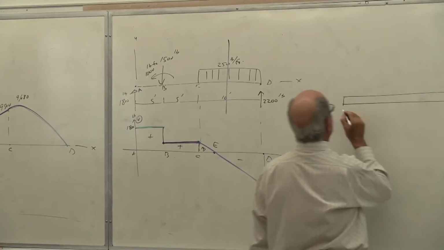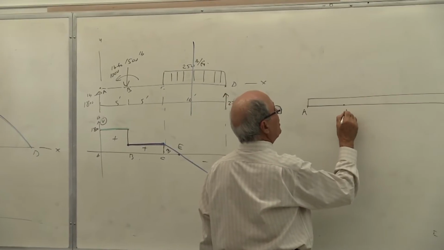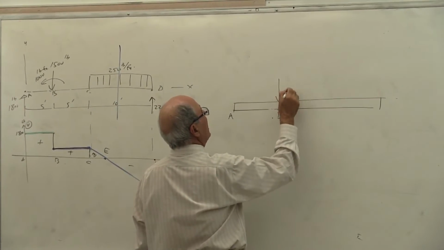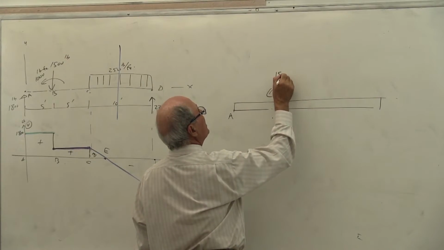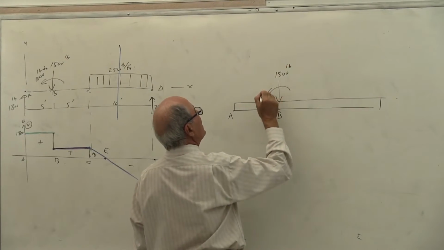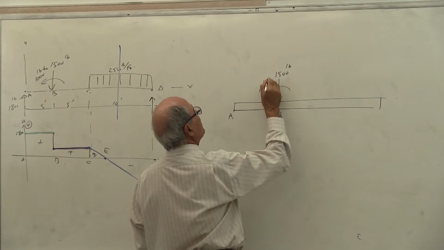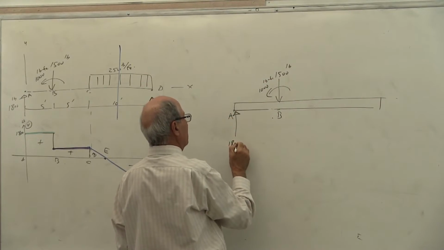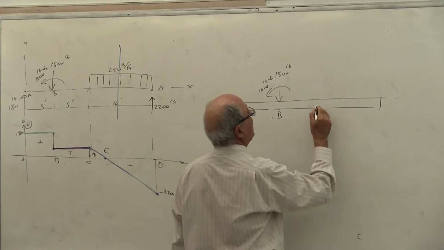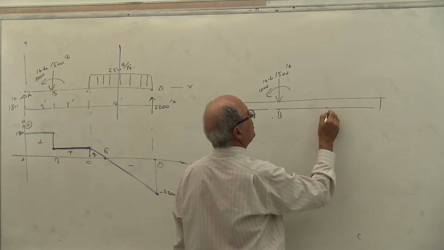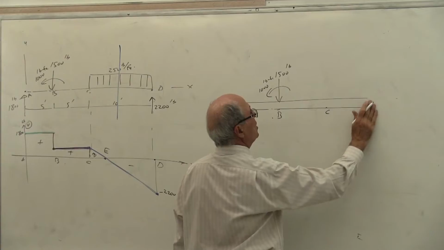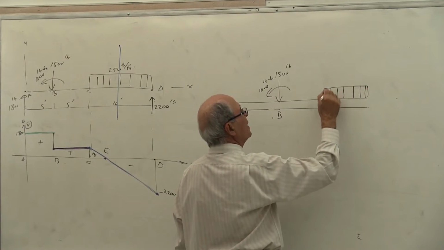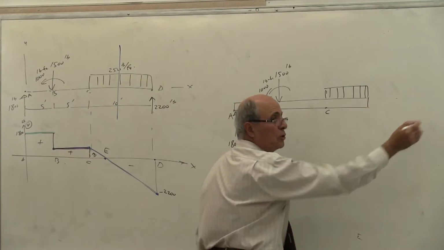So you pass point A. This is point B. Let's put it here, where you have that force and that moment, 1,500 pound and 1,000 pound-foot. Here you have the reaction of 1,800 pound. And then somewhere here, this is point C. Let's make this a little bit smaller. And you have this load sitting here.